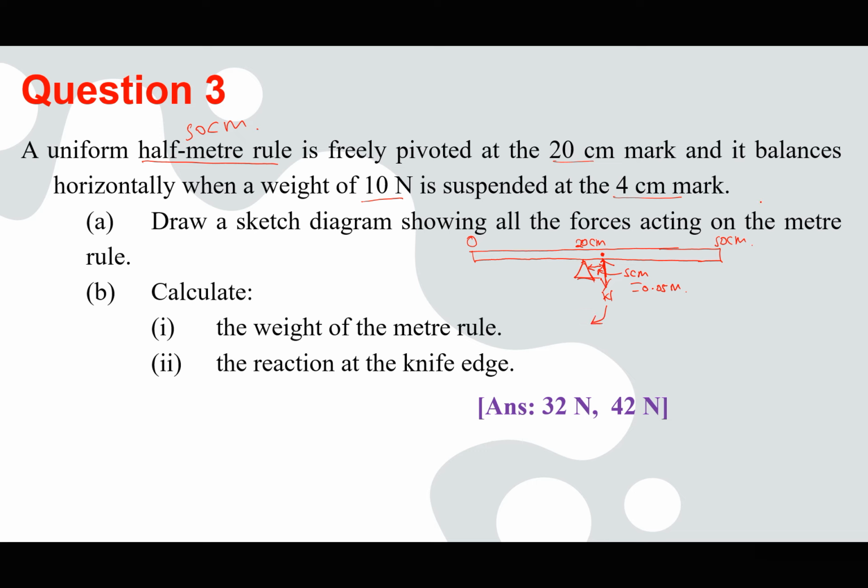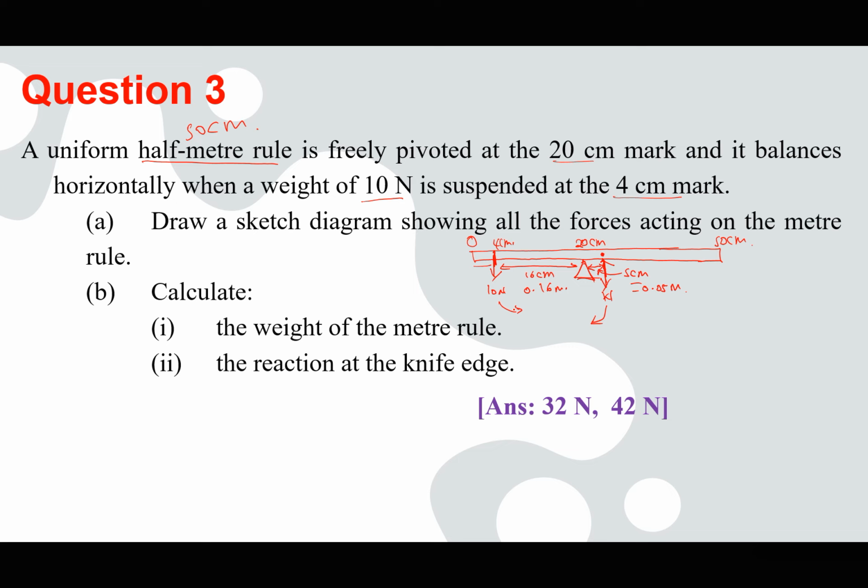Then the balance is horizontal when a weight of 10 newtons is suspended at the 4 centimeter mark. So this should be put at the 4 centimeter mark. Let's say the 4 centimeter mark is here. This is where we have 10 newtons. The distance from the pivot to that point is going to be 20 minus 4, which is 16 centimeters or 0.16 meters. And this will be anti-clockwise.